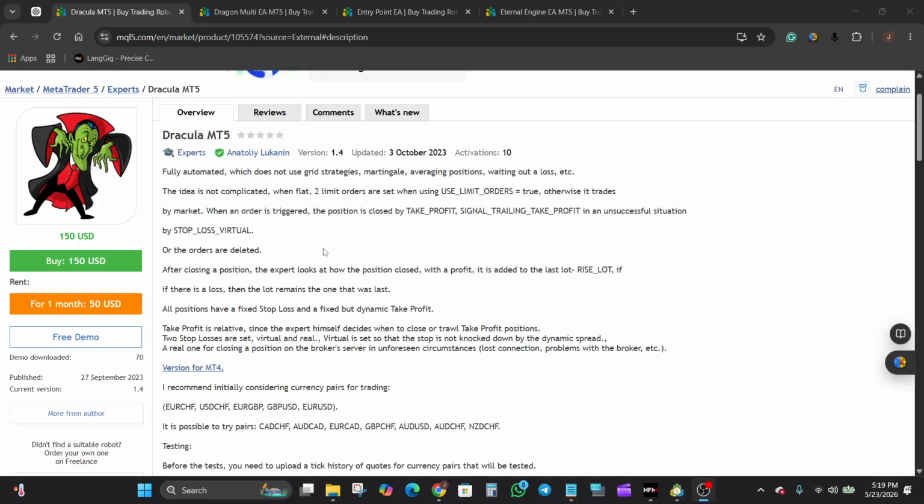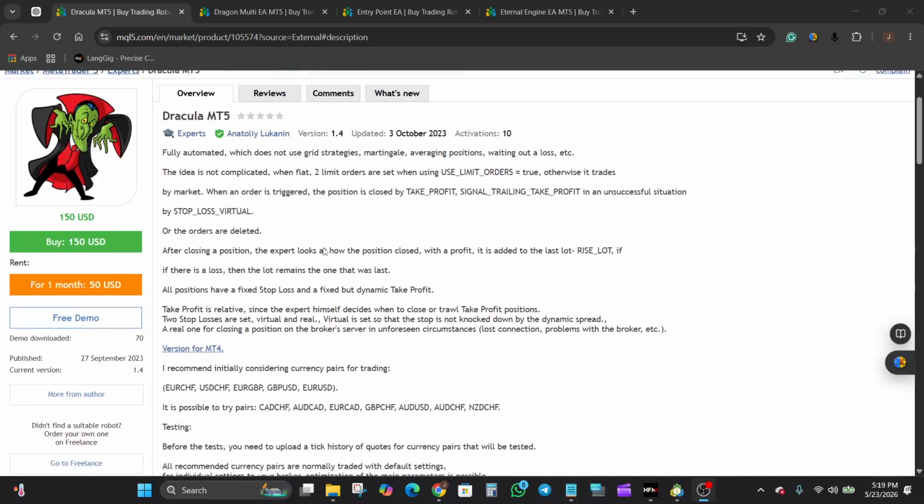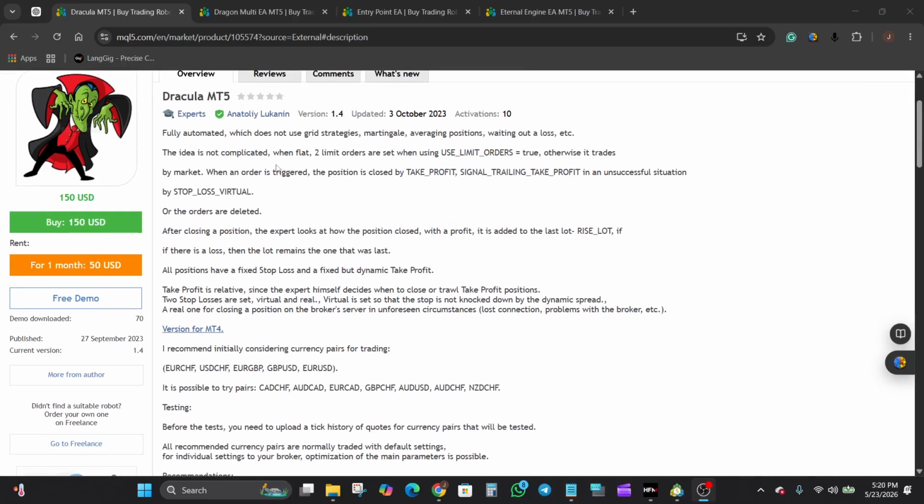Now, right away on the marketplace page, we can see this is Dracula MT5 developed by Anatoly Lukanin. The current version listed here is version 1.4, and according to the page, it was updated in October 2023. The EA is priced at 150 US dollars, and there is also a 1 month rental option available for 50 US dollars.